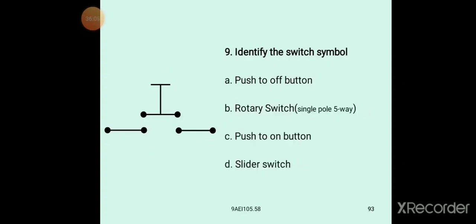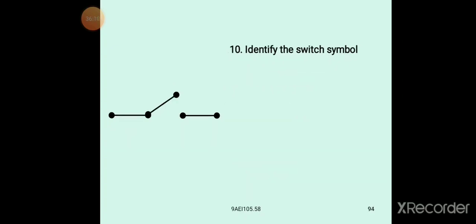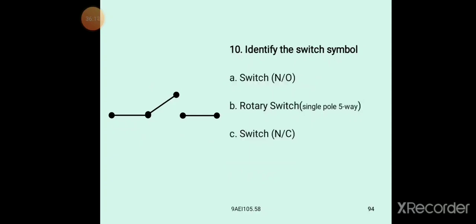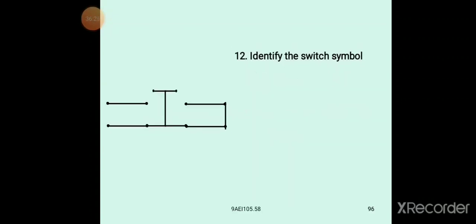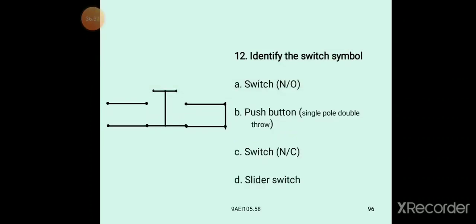This is push to on. The answer is C. The switch symbol here is a normally open switch. Already we discussed, the answer is C. Another, this is normally closed. This is the push button, single pole, double throw.